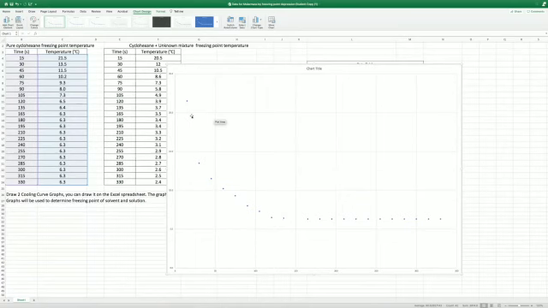This is the full cooling curve. It's called a cooling curve because it's a freezing point depression. We start with a liquid and then we form a solid, right? From liquid to solid, that is cooling. We're trying to find the freezing point temperature.